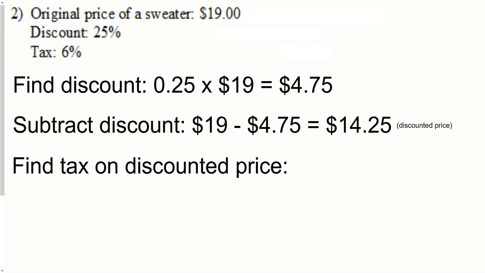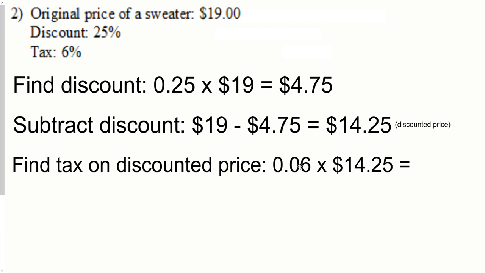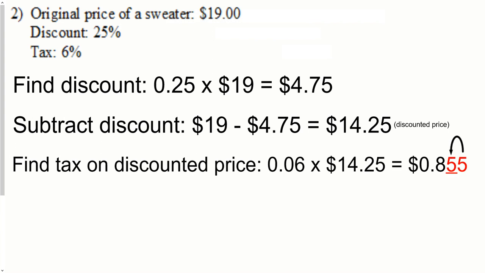Now, find tax on the discounted price. So in this case, it's 6%. So 6% of 14.25, flip that over to a decimal for the percentage. There you go. Multiply it. And we get 0.855 on our calculator. So since we're dealing with money and that's tax, we need to round to the second decimal place, the nearest cent or the hundredth. That five would say, hey, please take a penny and flip an extra on top of 85 cents. That would make it 86 cents.